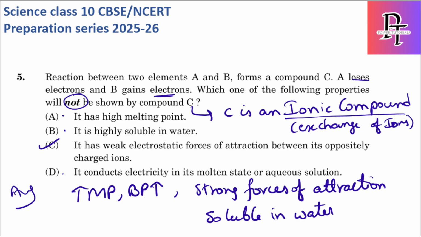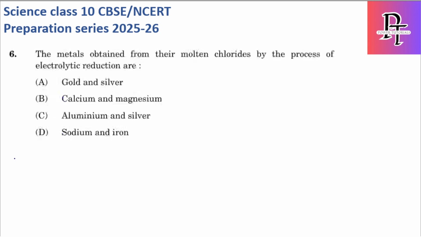Okay, they can ask you properties of ionic bonds for a 2 marks question also. So if they ask you to tell the properties of ionic compounds, then you have to say high melting and high boiling point, strong forces of attraction, it is soluble in water, and also in molten state they conduct electricity. Okay, let's see the 6th one.